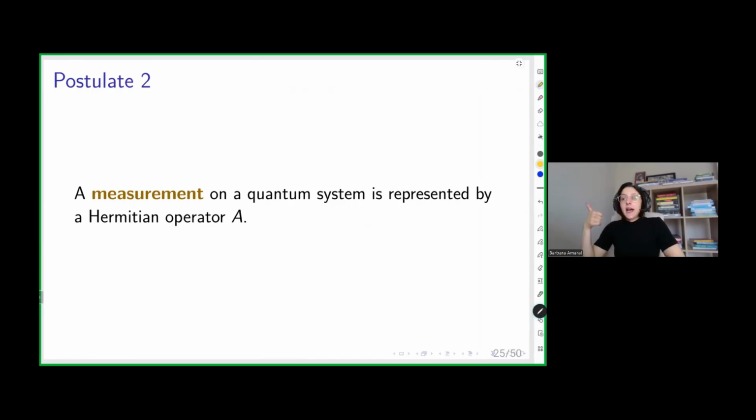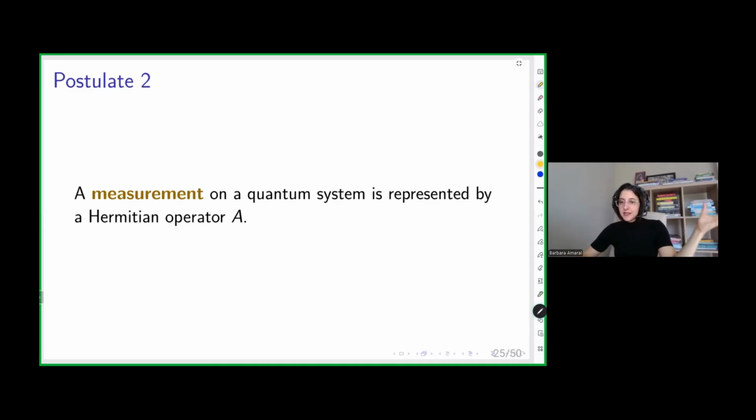Okay, so now we have a mathematical object to describe the state of the system. Now we need a mathematical object to describe our interactions and how we get information about the system. And this is what we call a measurement. So the mathematical object that represents a measurement on a quantum system is a Hermitian operator.